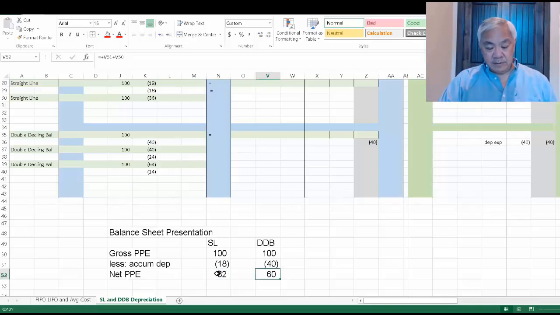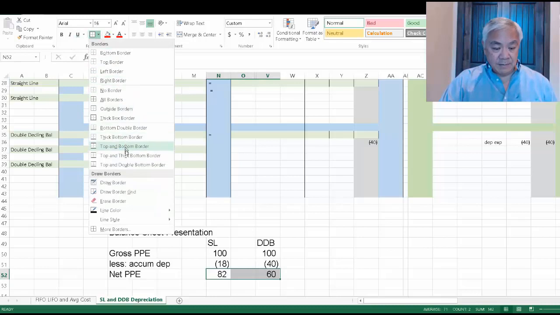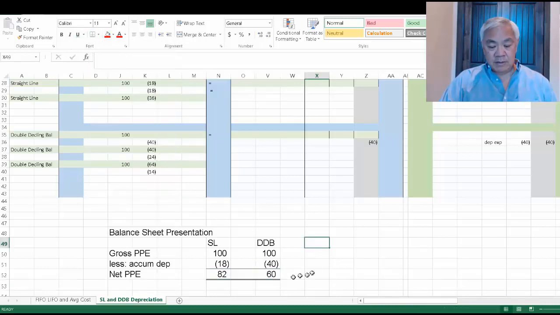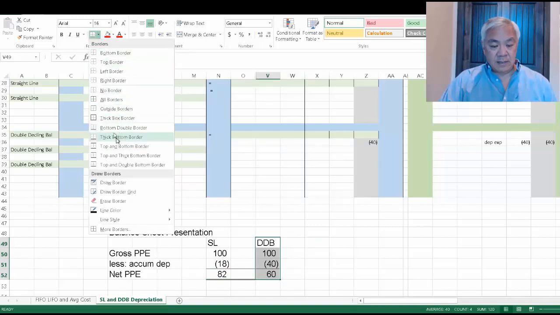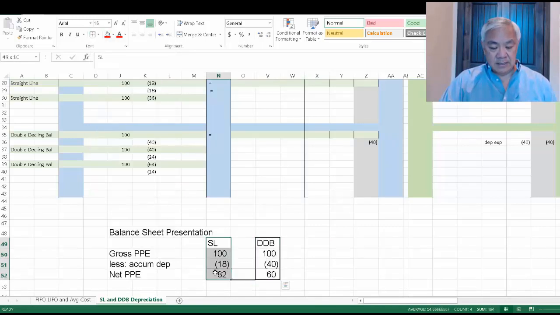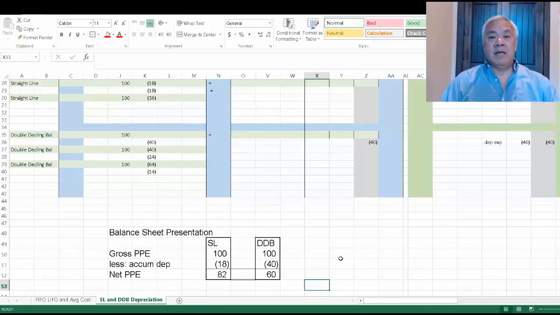So very, very big difference between these two numbers. And that, again, is by design. We're taking more depreciation up front with the DDB than if we did with the SL, straight line. Okay. So that's what we do.